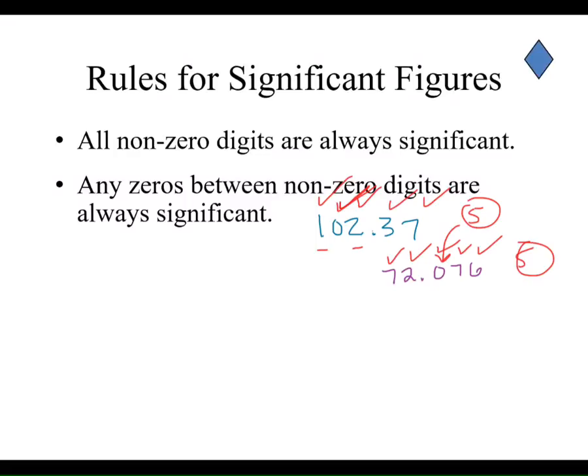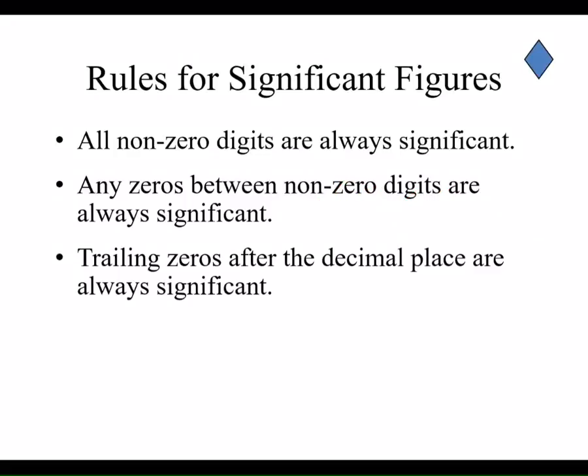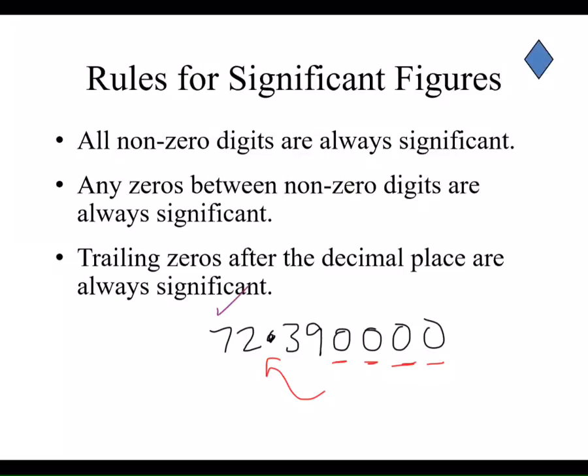Well, here's another one about zeros. If you have a trailing 0 after the decimal, let's see what that looks like. Well, let's go ahead and put our decimal here. I'll go ahead and put 72.390000. How's that? So these zeros, do you buy this? These zeros are trailing zeros after the decimal, so those are significant. I'm going to go ahead and put check marks over my 7, my 2, my 3, and my 9. Why? Because of the first rule. They're not 0, so they're significant figures.